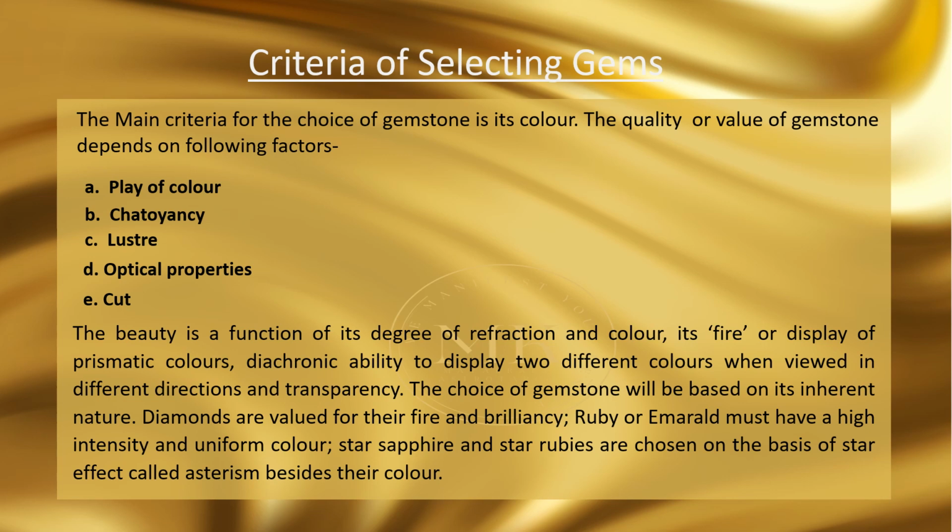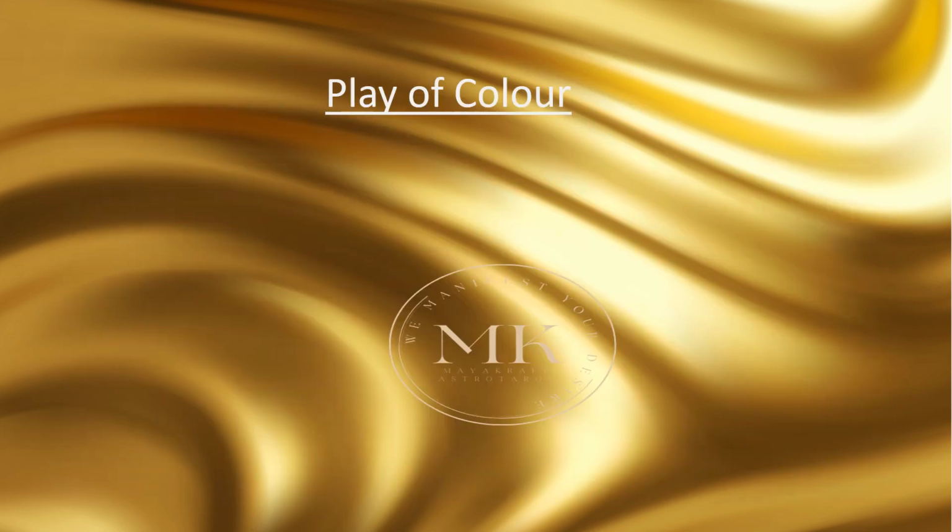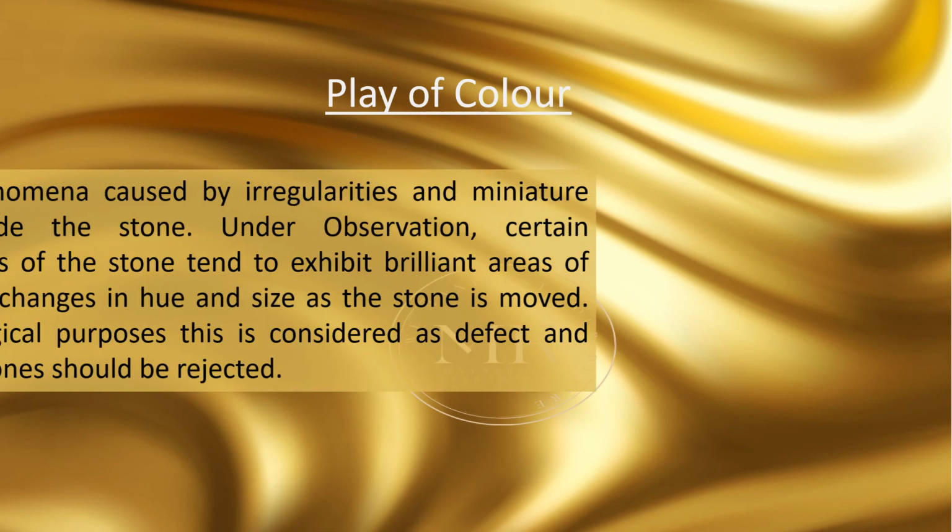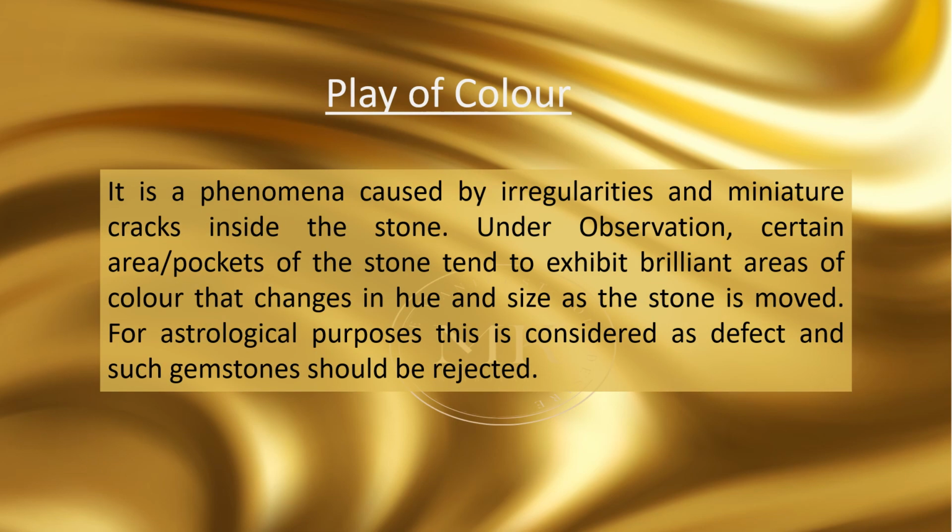The choice of gemstones will be based on its inherent nature. Diamonds are valued for their fire and brilliancy. Ruby or emerald must have a high intensity and uniform color. Star sapphires and star rubies are chosen on the basis of star effect, called asterism, besides their color. Now we will study each of these properties one by one.